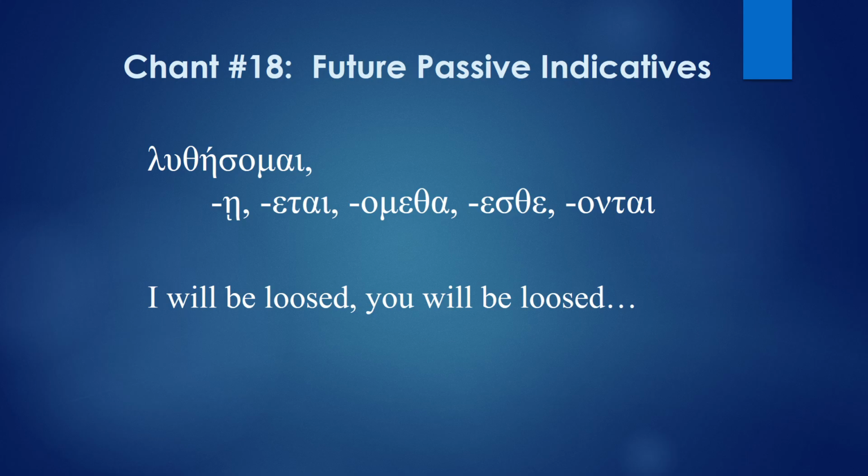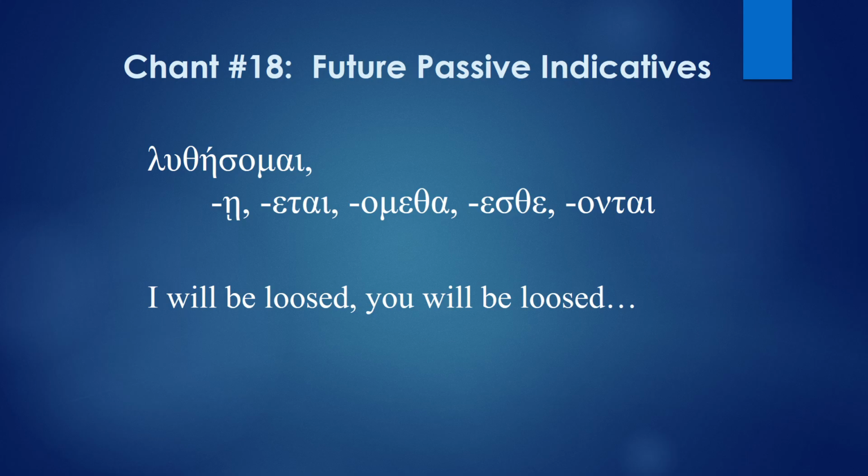Omatha is the first person plural ending. We will be loosed. Esthe is the second person plural. You or you all will be loosed. And the ontai ending is the third person plural. They will be loosed. Now, 3 times, just the chant by itself.